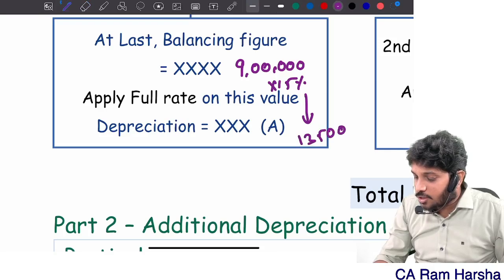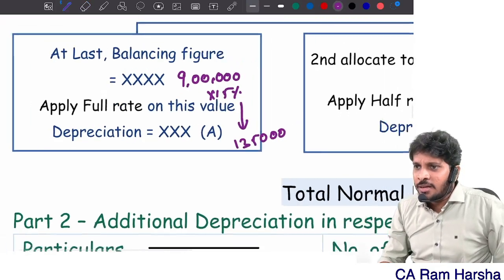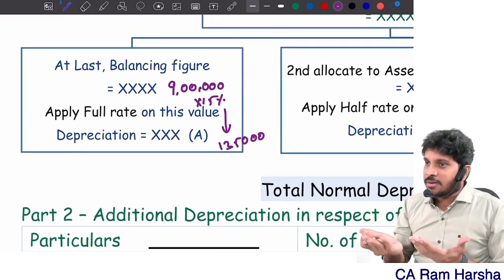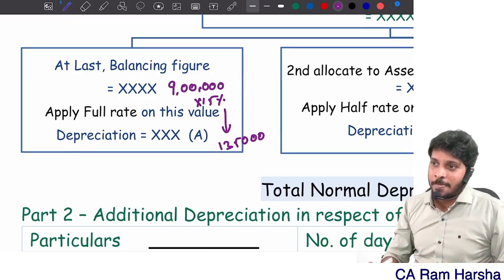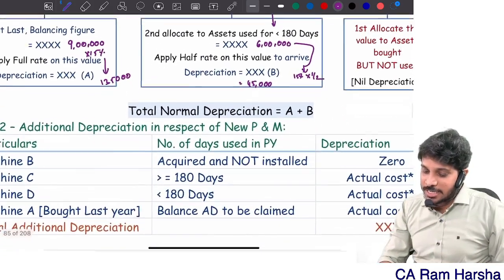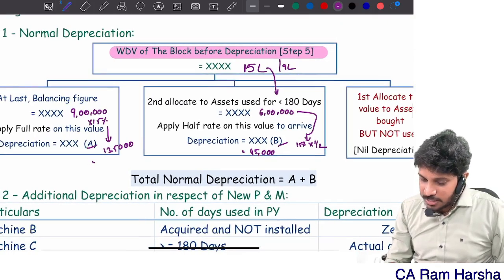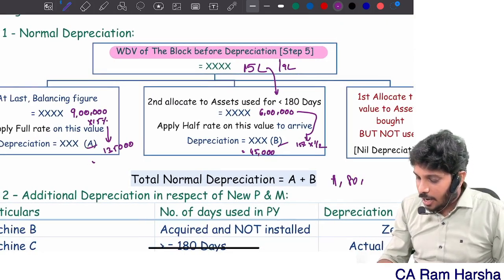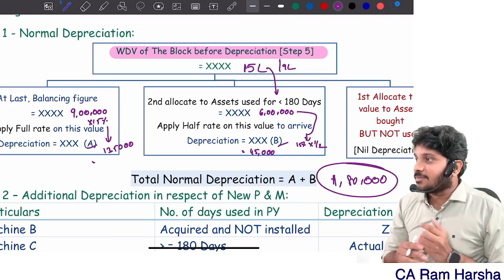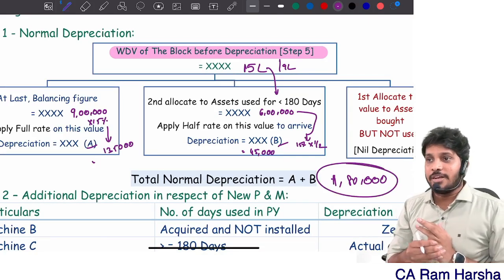1 lakh 35,000 is the value. Correct? Don't worry, first listen. I will explain everything. So how much is the total depreciation? Normal is equal to A plus B, B plus A is equal to how much? 1 lakh 80. How many of you got this answer correctly? Fantastic. Very good.